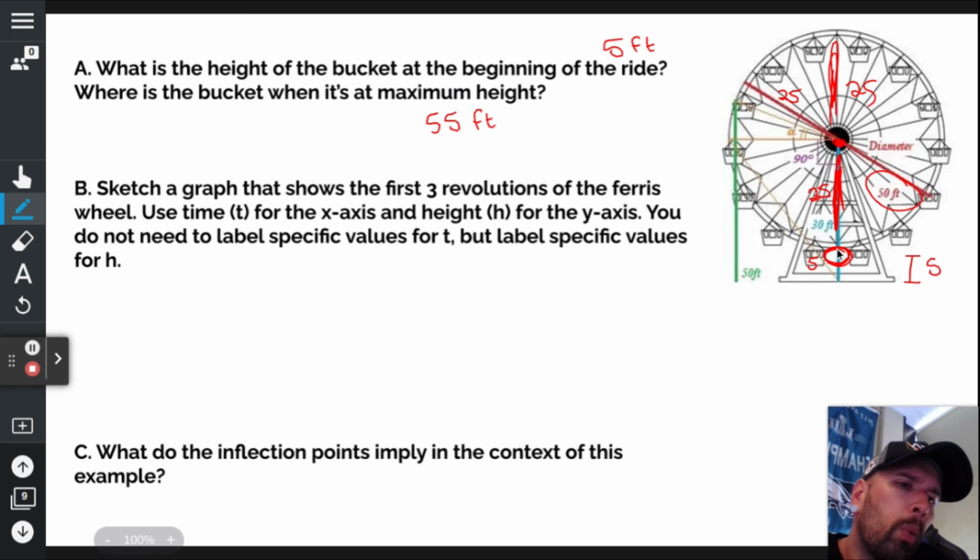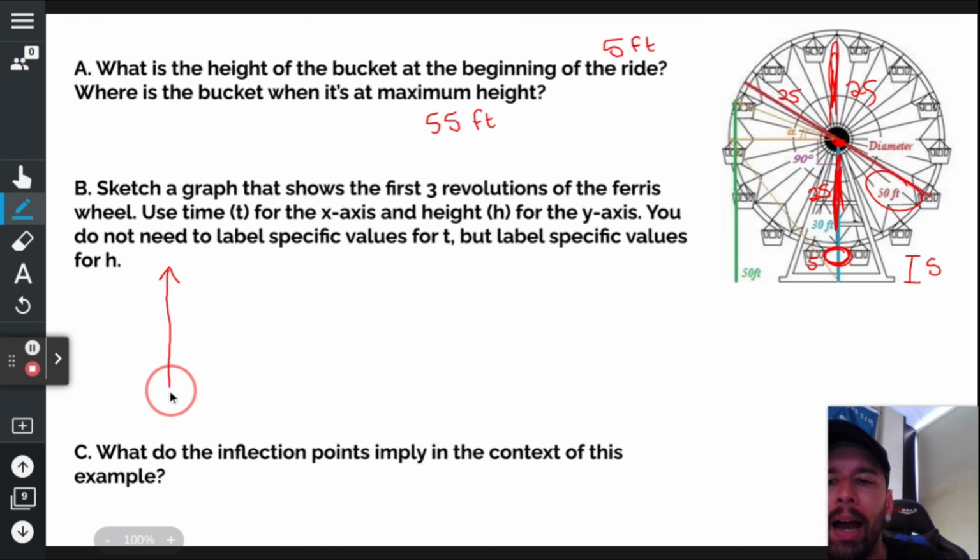Okay, so that's where we are. At the very bottom, we're at 5, and at the very top, we're at 55. Sketch a graph that shows the first 3 revolutions of the Ferris wheel. Use time t for the x-axis and height h for the y-axis. You do not need to label specific values for t, but label specific values for h.